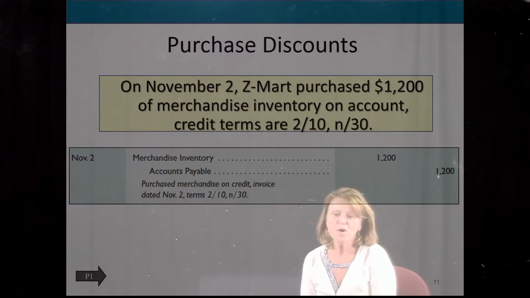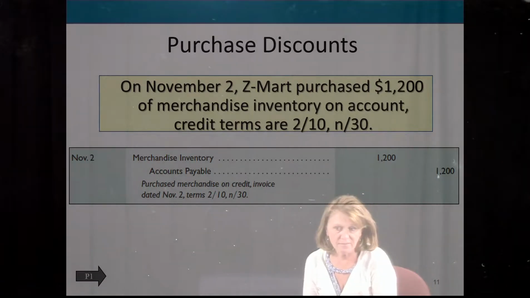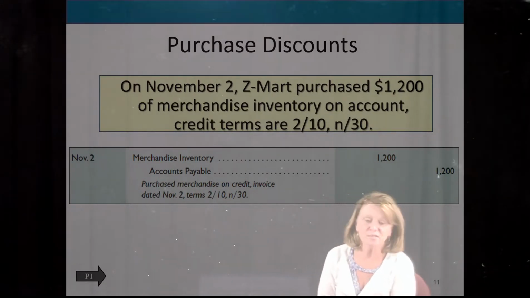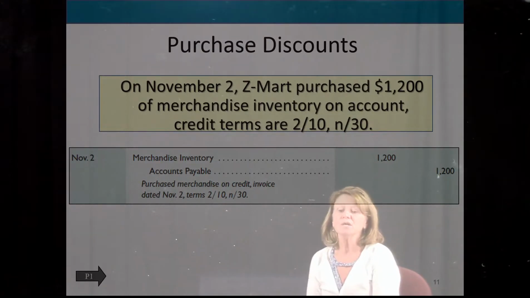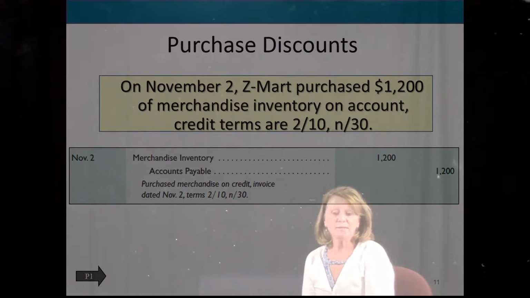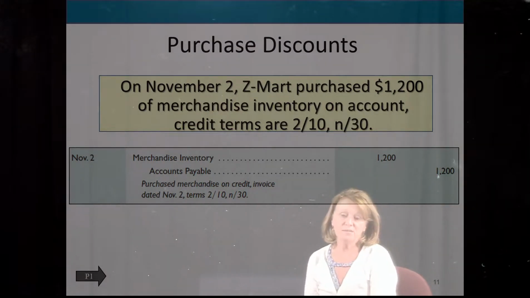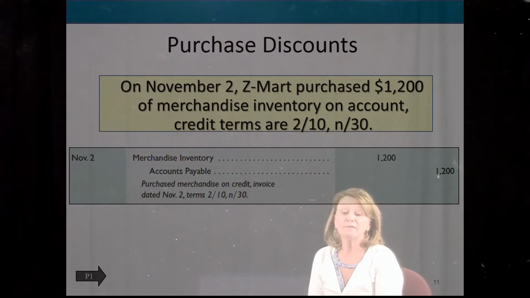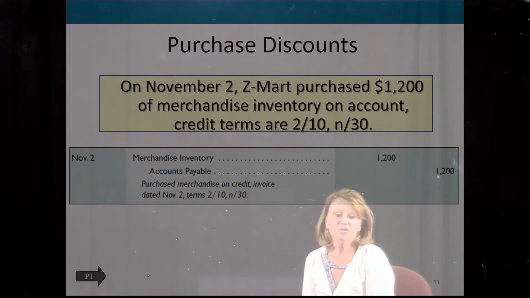Okay, so we've got merchandise inventory. Nothing changes here. November 2nd, debit merchandise inventory, $1,200. Credit accounts payable, $1,200. Purchase merchandise on credit. Invoice dated November 2nd, terms 2/10 net 30. Just a reminder that if you pay it within 10 days, you would get a discount here.